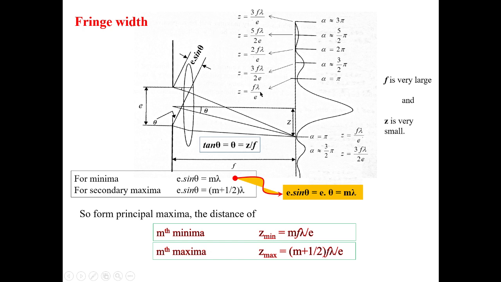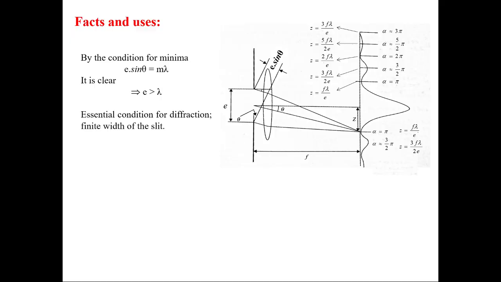So these are the positions. Z for minima will be f lambda by e, 2f lambda by e, 3f lambda by e, and so on. And the positions of maxima will be 3f lambda by 2e, 5f lambda by 2e, 7f lambda by 2e, and so on. We can have some facts about single slit diffraction.